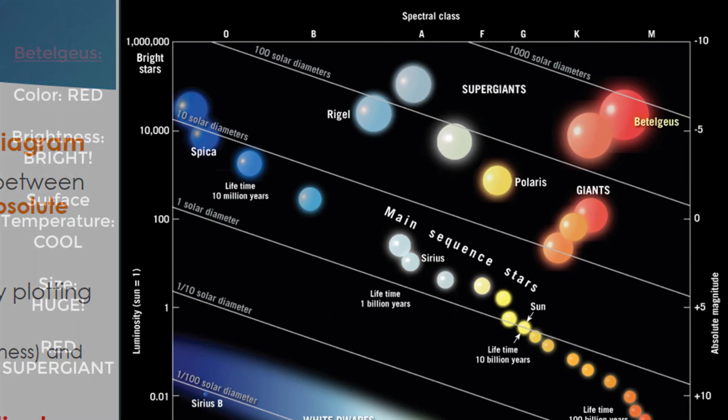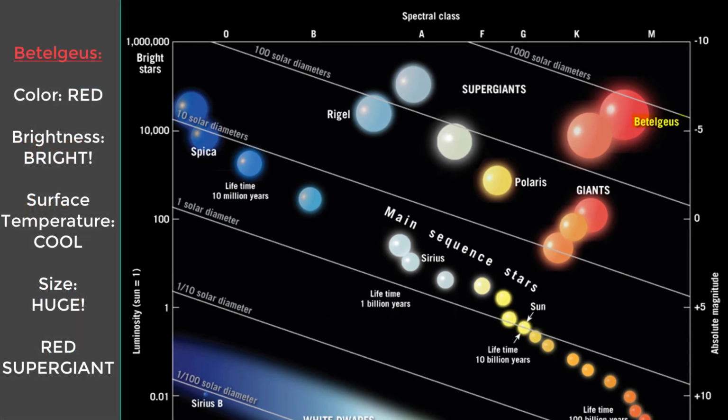However, if you look at Betelgeuse, it's located towards the top right portion of this diagram. With an absolute magnitude of about negative 5, Betelgeuse is a very bright star, but it has a relatively low surface temperature. And just an FYI, red giants and red supergiants will usually have low surface temperatures.